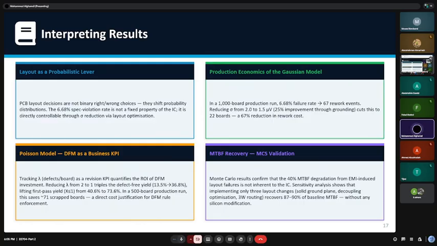As we mentioned before, in a 1,000-board production run, we have a failure rate of 67 boards that need rework, and we can reduce it if we change the sigma to 1.5, an enhancement to only 22 boards instead of 67. MTBF recovery through the Monte Carlo simulation. The Monte Carlo simulation results confirm that the 40% MTBF degradation from EMI-induced layout failures is not inherent to the IC.